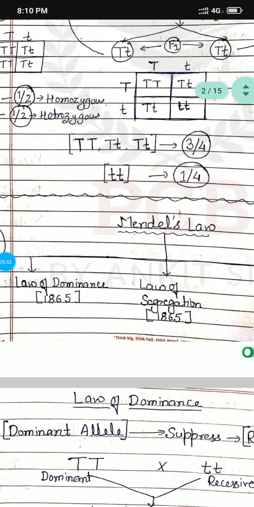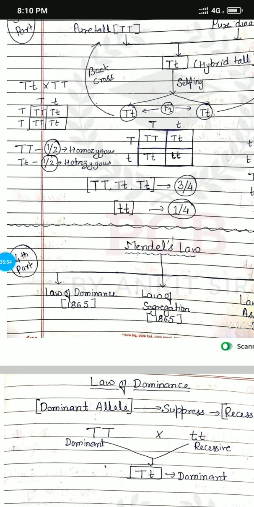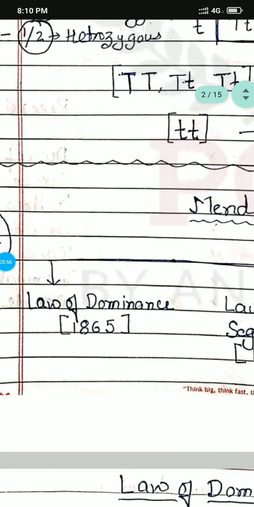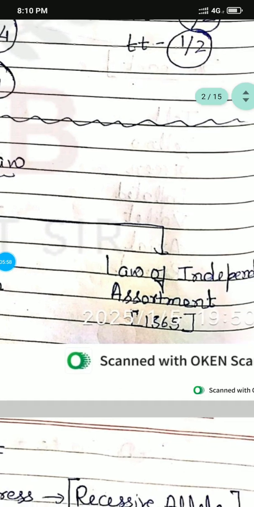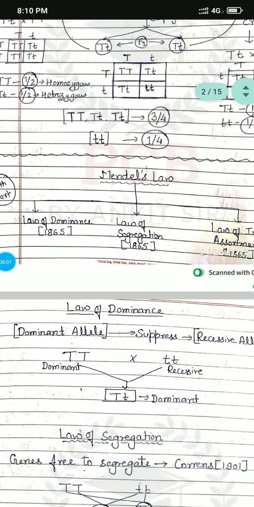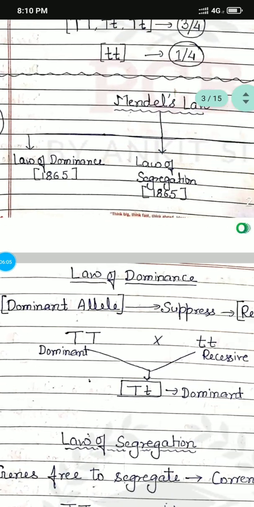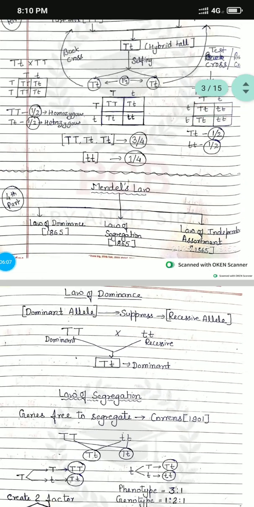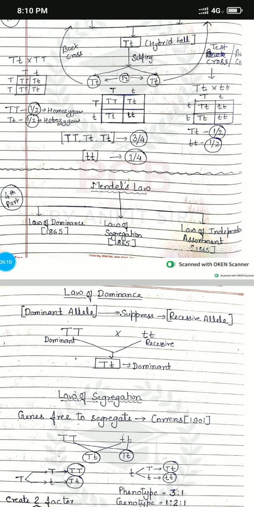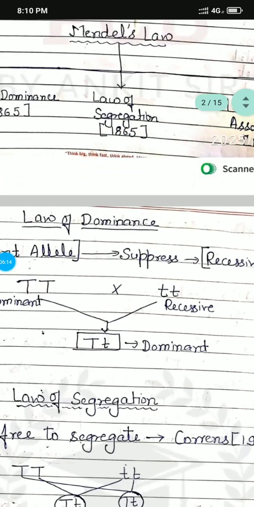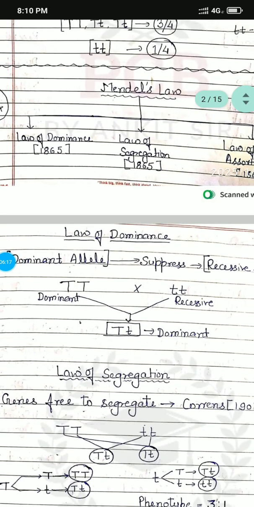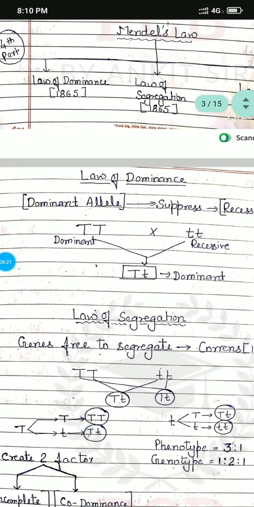If we go for Mendel's laws, Mendel gave the laws in 1865. The first law is the law of dominance, another law is the law of segregation, and another law is the law of independent assortment. The law of dominance is that the dominant allele suppresses the recessive allele, as you already saw before. Capital T dominant crossed with small t gives a dominant result, heterozygous, but actually it is dominant now. So if it is dominant, then you can say the dominant suppresses the recessive.